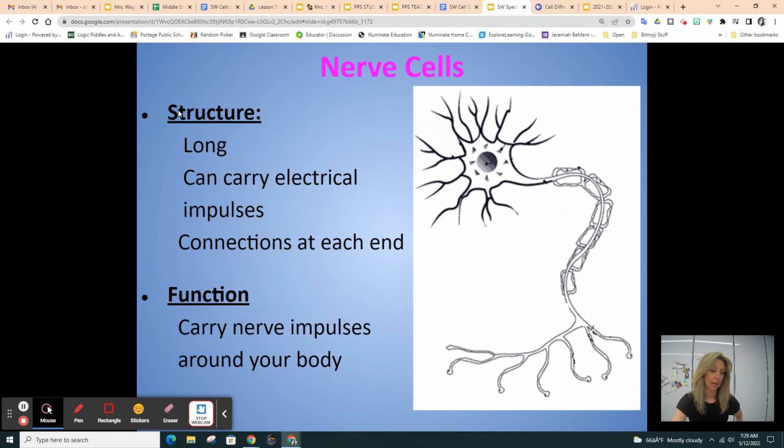Nerve cells, their structures are long. They can carry electrical impulses. The connections at each end attach to one another, so the signal can go from one nerve cell to another. They carry the nerve impulses around your body.